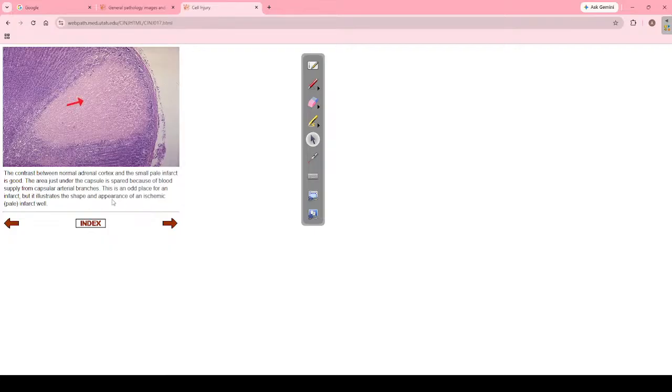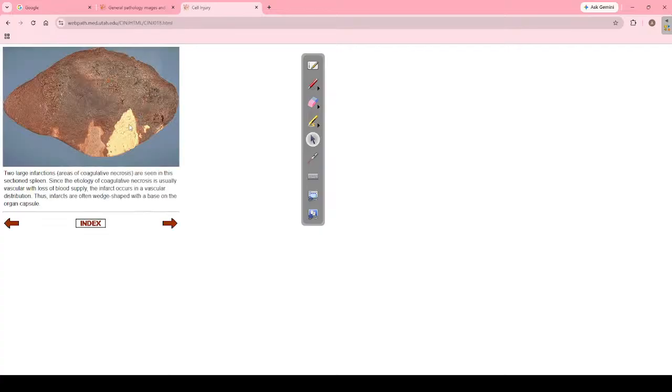It illustrates the shape and appearance of ischemic pale infarct as well. Then we have coagulative necrosis seen in spleen. Since coagulative necrosis is usually due to vascular supply blood loss, the infarct occurs in a vascular distribution, which appears as a wedge shape. The base is often on the capsule in the case of spleen.